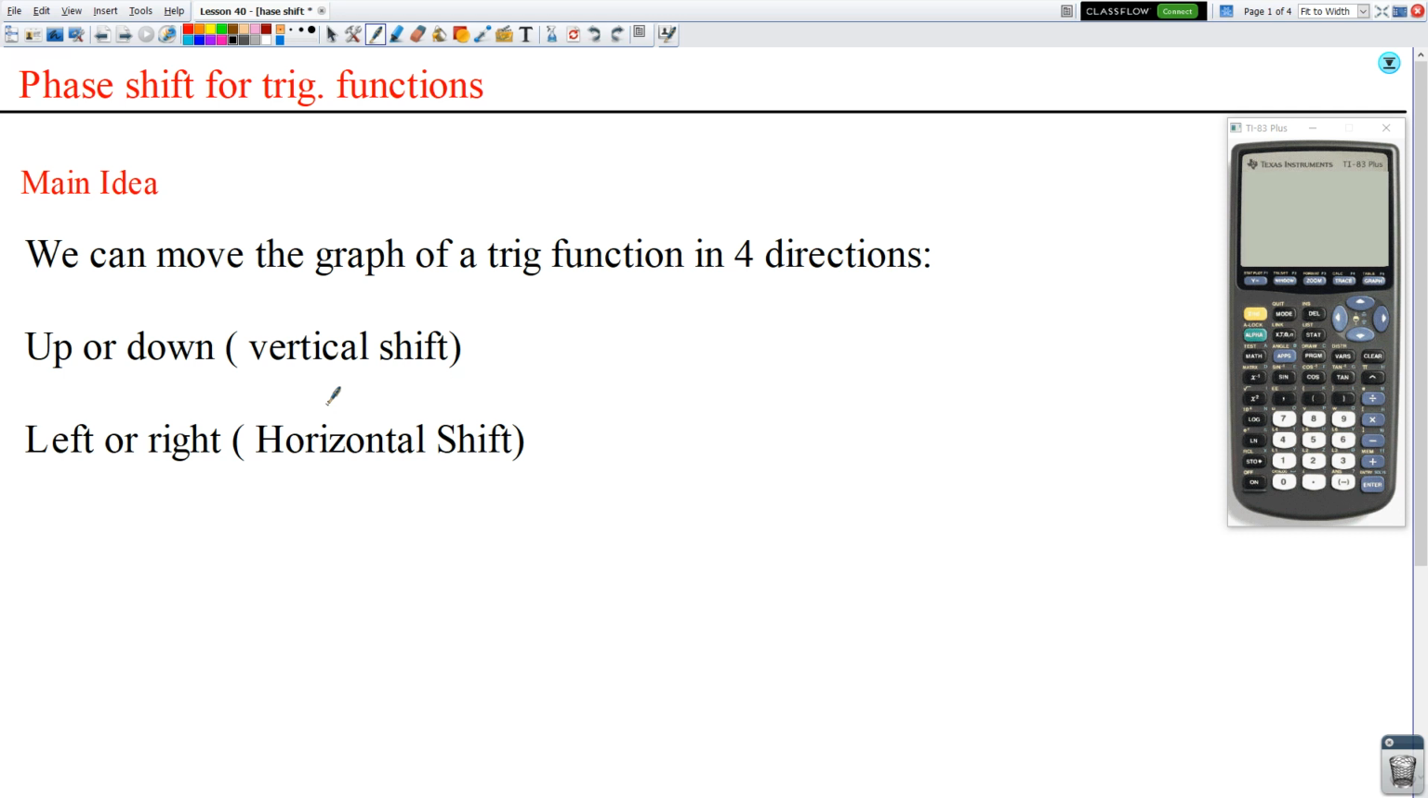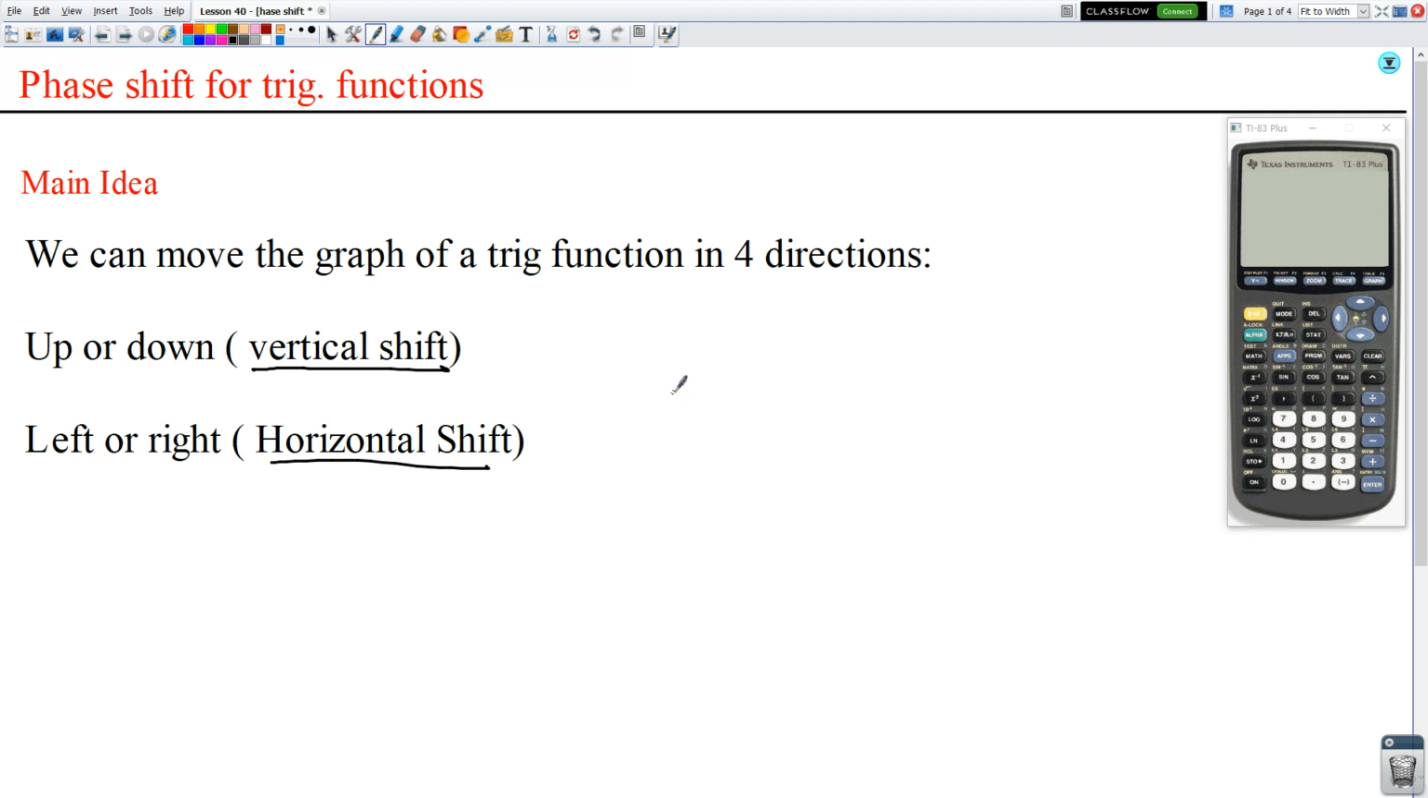Today, we will take a look into the phase shift of trigonometric functions. Now, the main idea here is that we can move the graph of a trigonometric function in four directions. Either we can move it up or down, which we're going to call a vertical shift, or we can move it left or right, which we're going to call a horizontal shift.